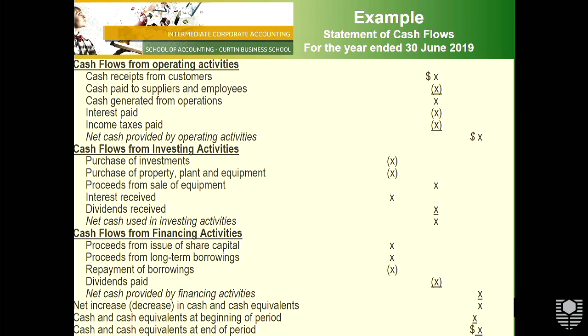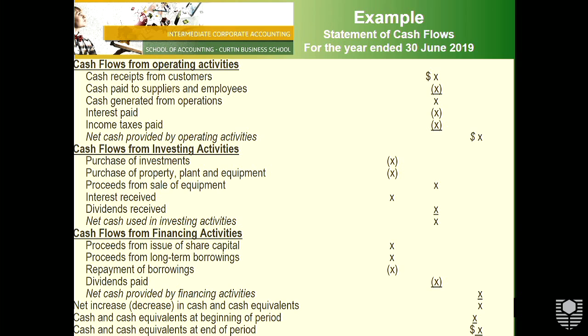When you're looking at investing activities, you've got purchasing investments. When you're purchasing an investment, it's a payment, money going out, so it's a negative amount. So we've got brackets there. All right, your financing activities. Don't forget you've got some dividends paid down there as well.